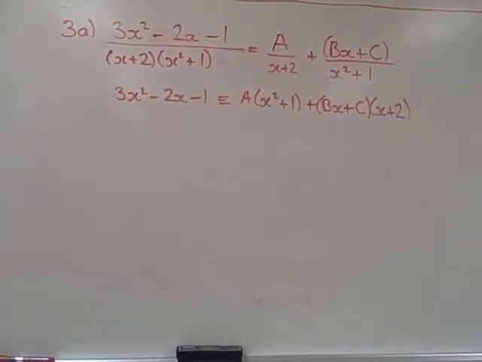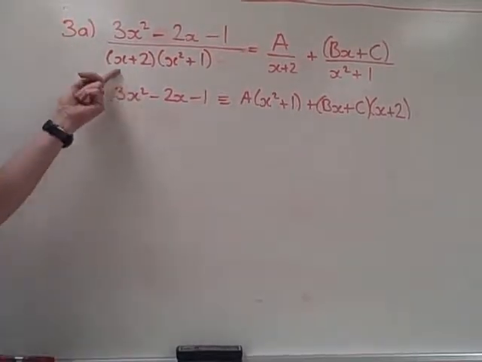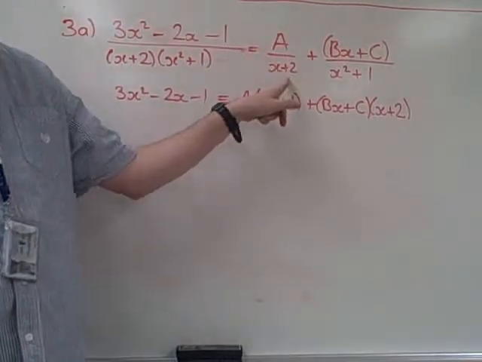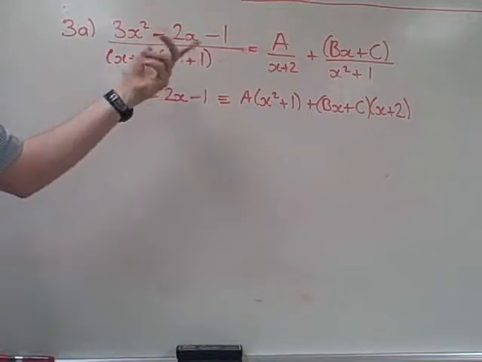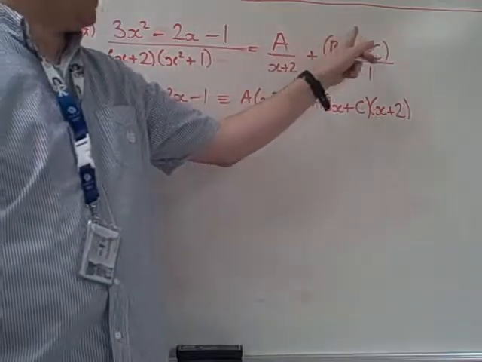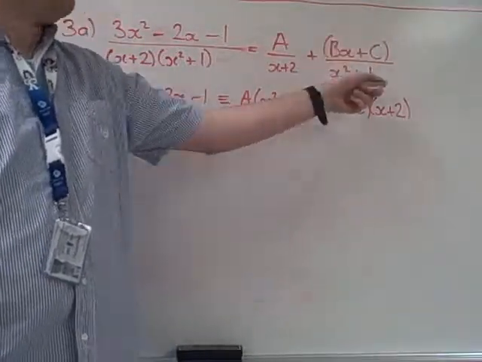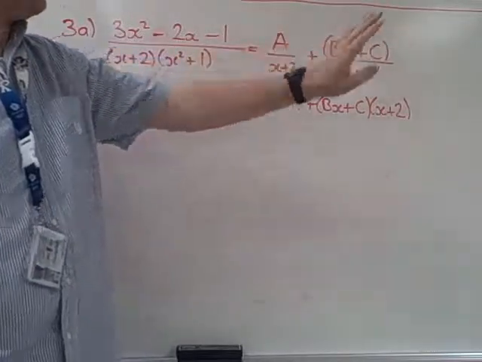So I've already made a start on this question. I saw there was a linear factor here, so I know that's just a constant over that linear factor. And I saw I had a quadratic factor here that doesn't factor, so we're going to write that as something x plus a constant term over that factor. So in other words, something that's linear.